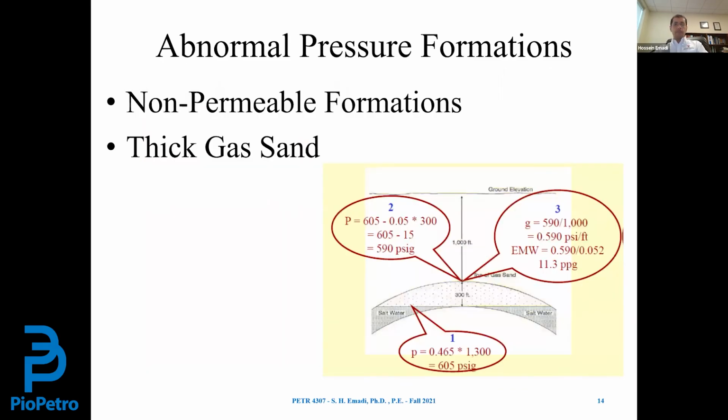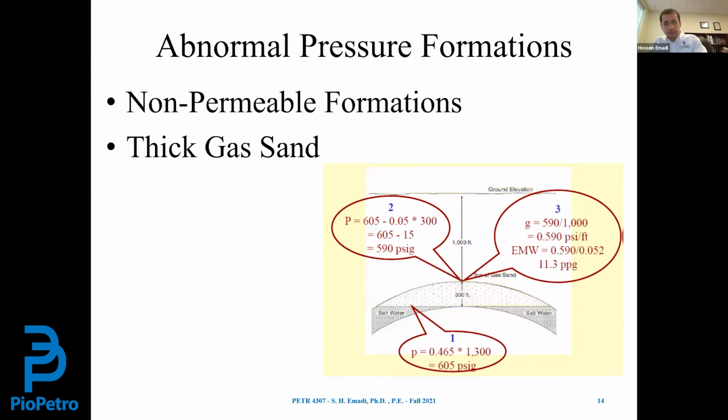So let's see in what areas or circumstances we can expect to have abnormal pressure formations. The first one is, as I mentioned previously, when we are drilling through a non-permeable formation, because the simple fact that we are drilling through an impermeable formation means that the formations below it are hydraulically disconnected. So there is a possibility to have an abnormal pressure formation.